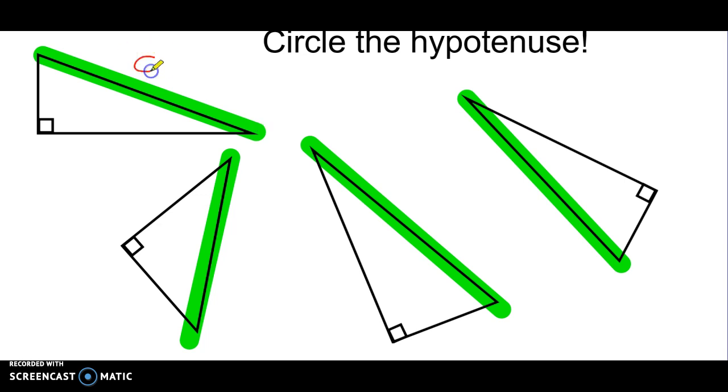I want you to call them all C. And what are the other two sides? A and B. It doesn't matter which one's which. So give it an A and a B, and an A. Doesn't matter. A, B, B, A.